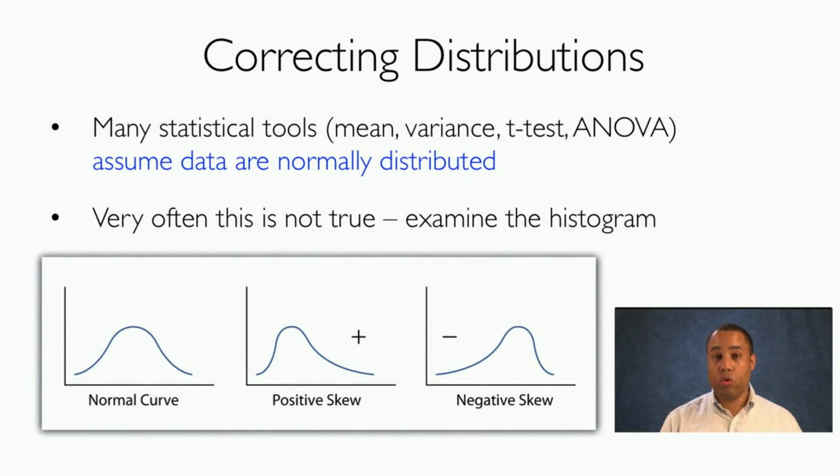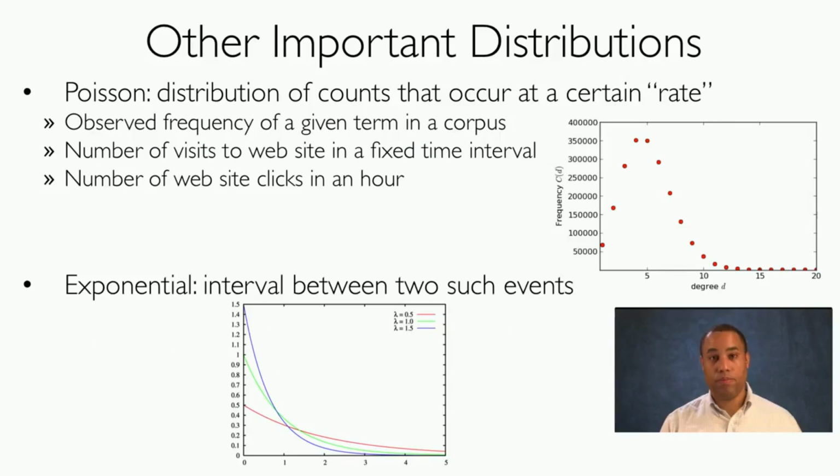Many statistical tools, for example mean, variance, t-test, and ANOVA, assume the data is normally distributed, but very often this is not the case, so it's important to examine the histogram for your data set. On the left, we have a curve that is a normal distribution curve. In the middle, we have a histogram representing a positive skew in the data set, and on the right curve, we have an example of negative skew in a data set.